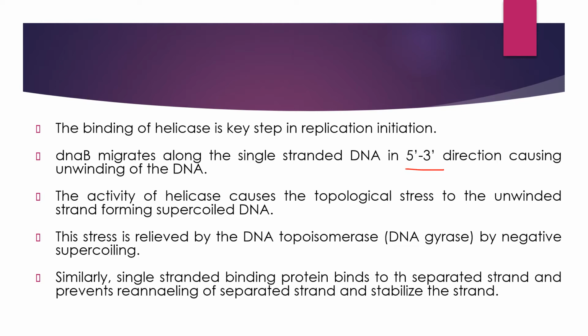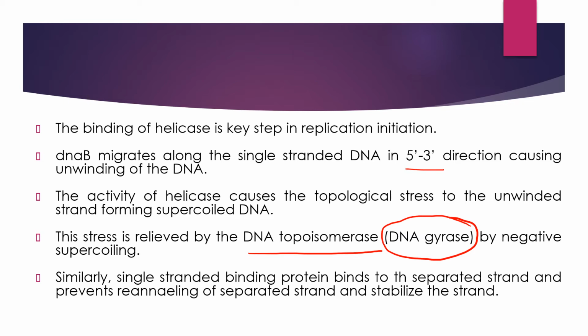As you know, if the DNA is opening further and further up, it will cause the topological stress to be accumulated within the DNA. This stress is relieved by what? By an enzyme. Which enzyme? It is DNA topoisomerase, and it is also known as DNA gyrase, which introduces negative supercoiling. So DNA gyrase is nothing but a type of DNA topoisomerase.